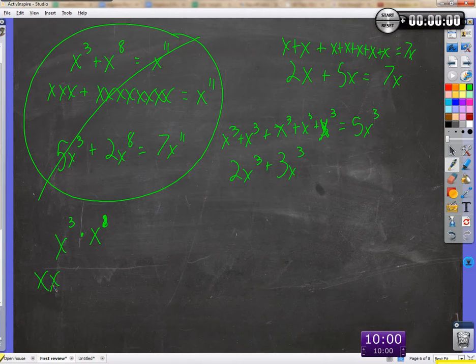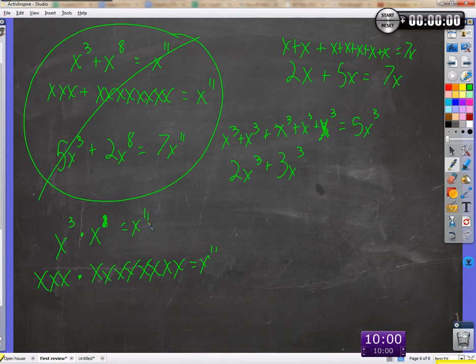We have 3 x's multiplied together. We have 8 x's multiplied together. And I chose 8 as a big number. And we're multiplying all those together. Now that's exactly what the definition of x to the 11th is. 11 x's being multiplied together. Which would just be the equivalent of taking 3 and adding 8 to it and saying x to the 11th. Okay?